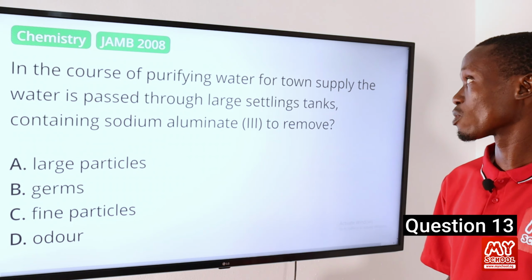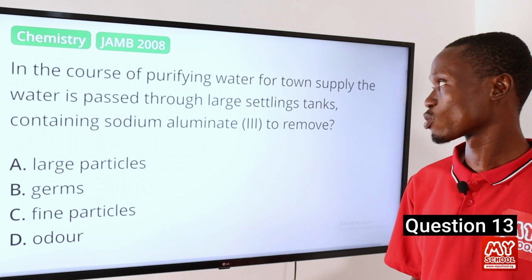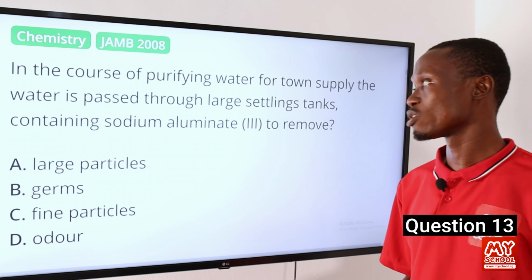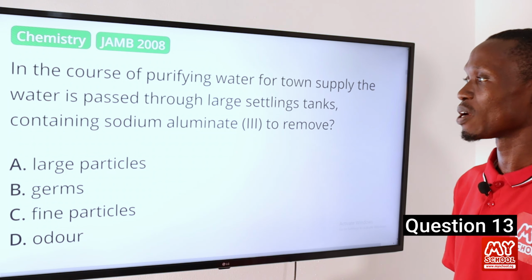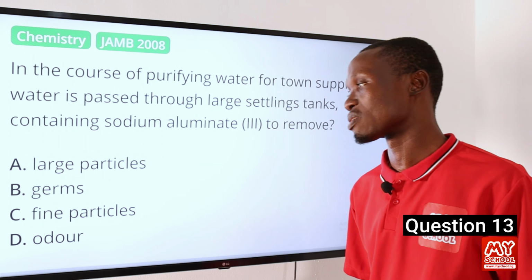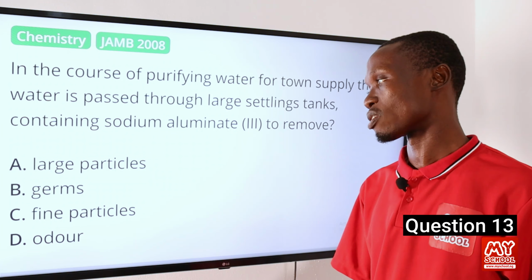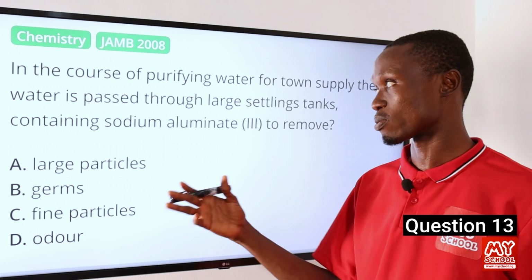In the course of purifying water for tank supply, the water is passed through large settling tanks containing sodium aluminate(III) to remove A, large particles, B, germs, C, fine particles, and D, odors. So the answer to this question is option C.